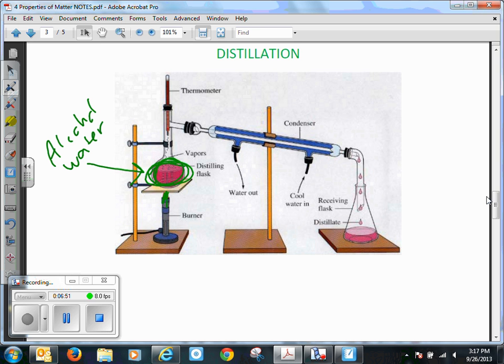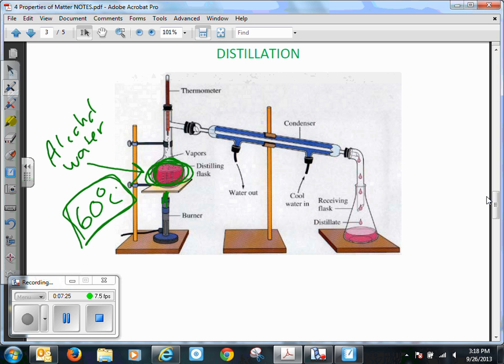So let's say that we heat this up to, I don't know, 60 degrees. Don't take that temperature as exact, I'm just saying this as an example. It would depend on the alcohol, and it would depend on pressures and things too. But if we heat this solution to 60 degrees, is the water going to turn into a vapor? No, right? Because the boiling point for water is 100 degrees Celsius. The boiling point for alcohol, I'm saying it's 60. What it is, I'm not exactly sure.